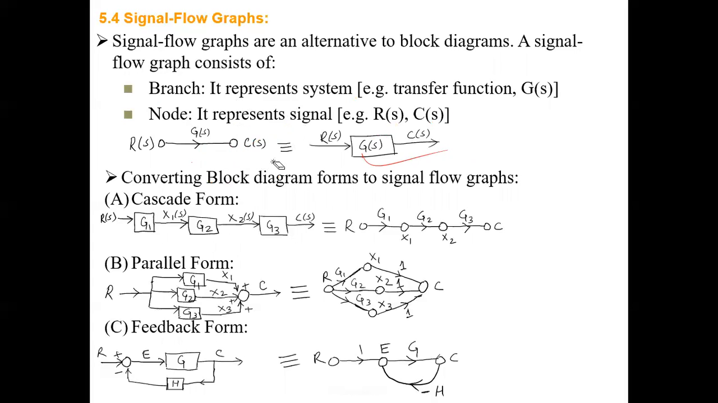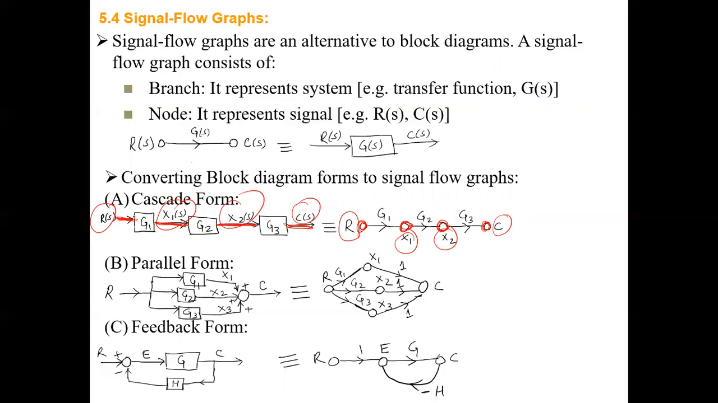So let's do some conversion between block diagram and signal flow graph. Suppose in the case of block diagram, we have the cascade form of this system. You have R(s) going through G1, then G2 and G3. How do you represent it in signal flow? This becomes a node, and this becomes another node, and another node, and another node. This is C(s), this is X2, this is X1, and this is R(s).